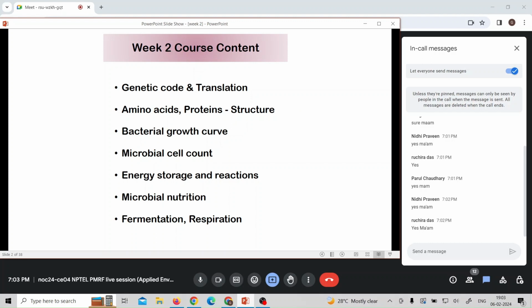So we saw there were lectures about growth curve, microbial cell counting, and then coming to energetics, there are lectures about energy storage reactions and what are the nutrients that are required for microbial growth. And finally, there was also a lecture about fermentation and respiration. So having that said, now let me put on the first question for the day.